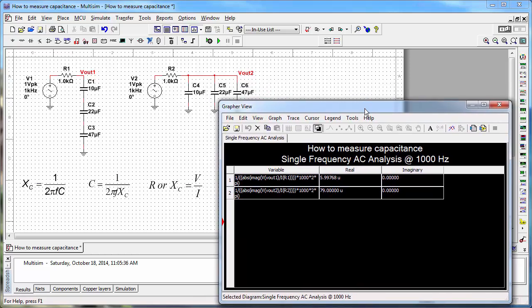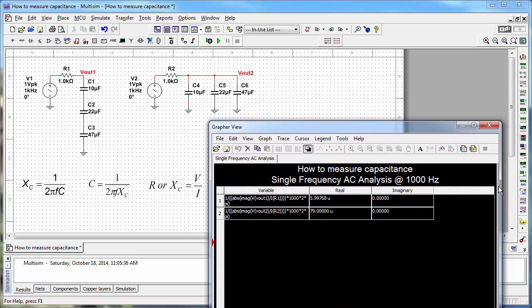As you can see, the output relationships here, the output is the actual measure of capacitance. Capacitance is the real part of this expression, and it says the value of capacitance for this circuit is about 6 microfarads, and the value of this circuit is 79 microfarads, and that agrees with our calculations.